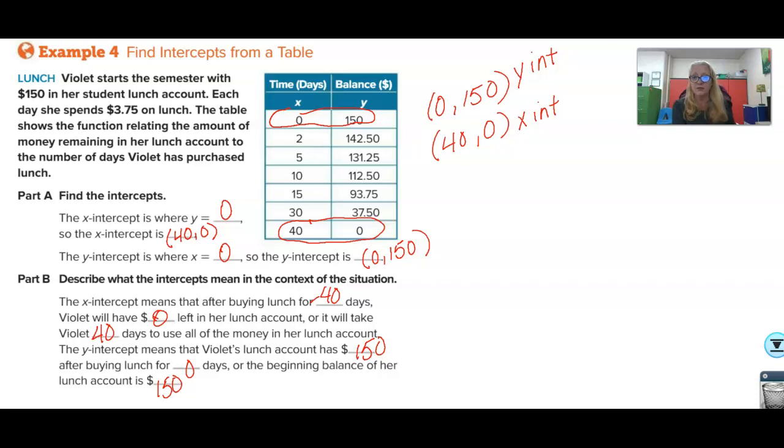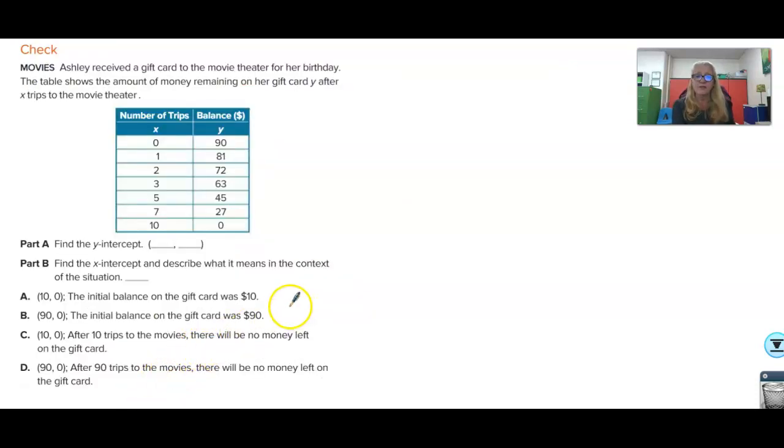I don't think I've ever had $150 in my lunch account, ever. I used to have to pack my lunch.